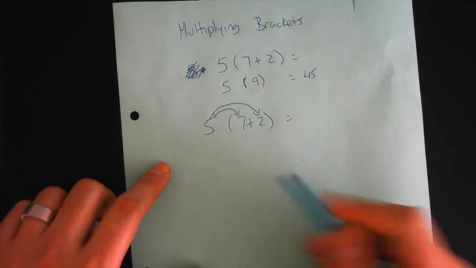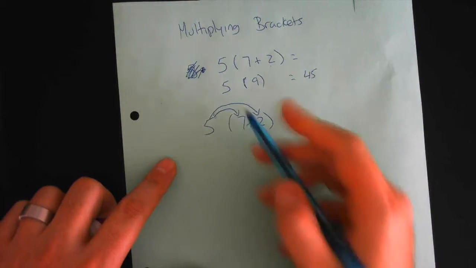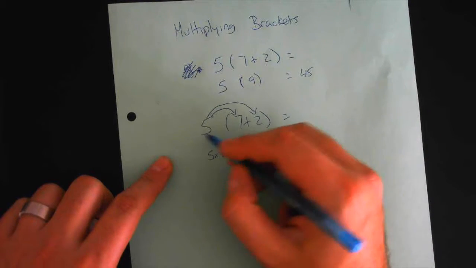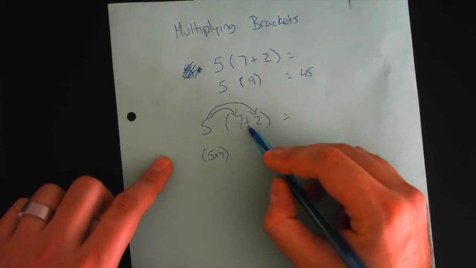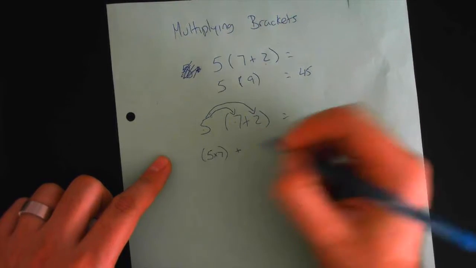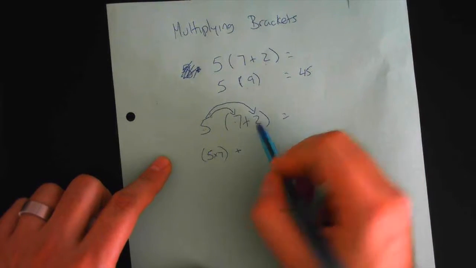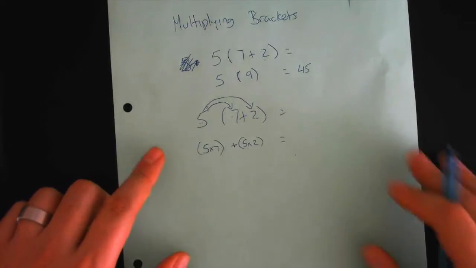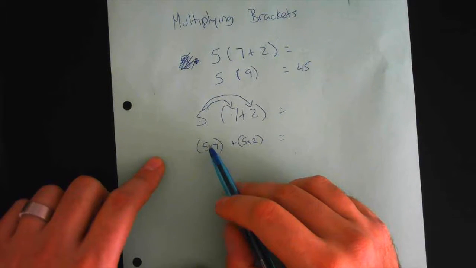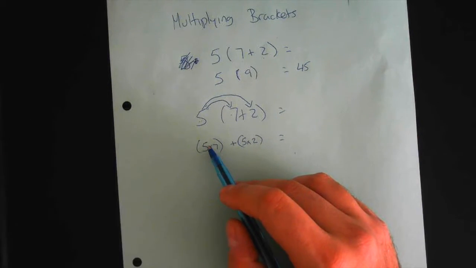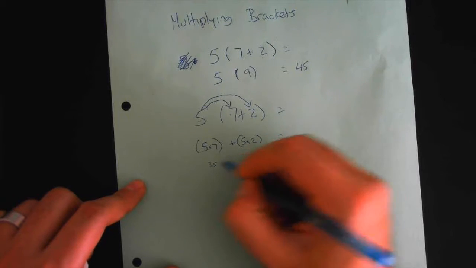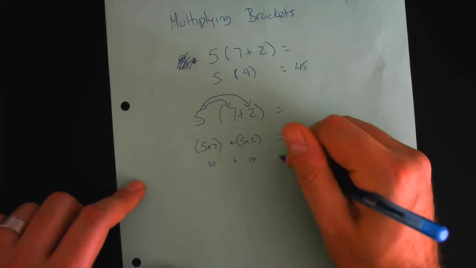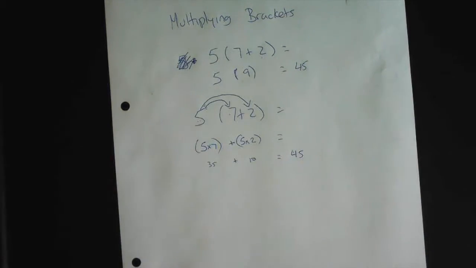So the very first number, 5 times 7, so this would equal 5 times 7, and then because you're adding here, keep the plus, 5 times 2 equals, we don't know what it equals yet. Well, what's 7 times 5? 35 plus 5 times 2, Aaliyah? 10. Well, that equals 45. It gives you the same answer.